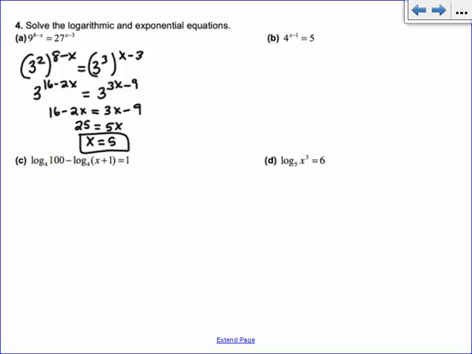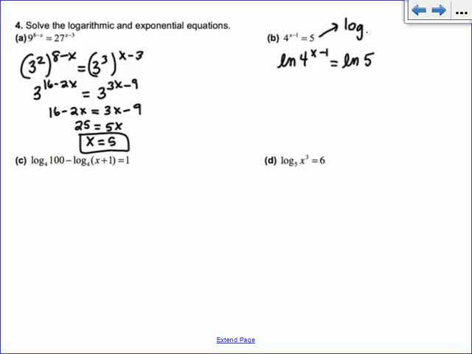All right, but on the next one we have 4 and we have 5. We cannot get those to be the same base. So if we have an exponent that has a variable in it, we have to do a log somewhere, if we can't get them to be the same base. So we're going to just do natural log of both sides.